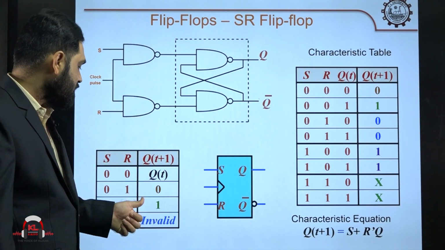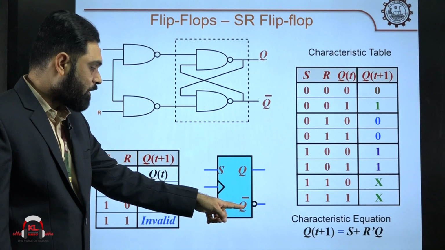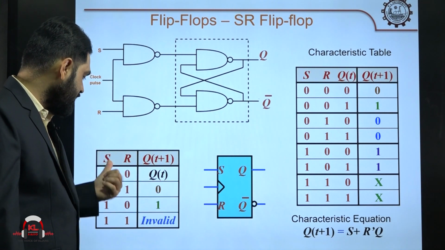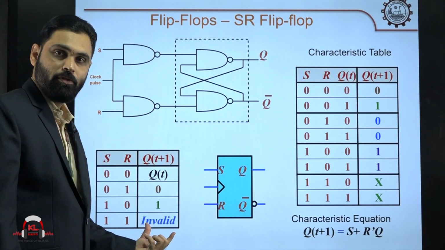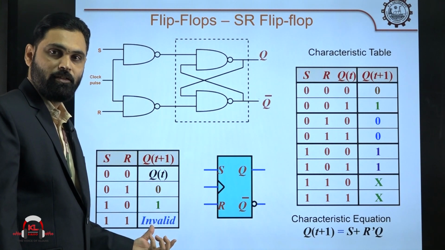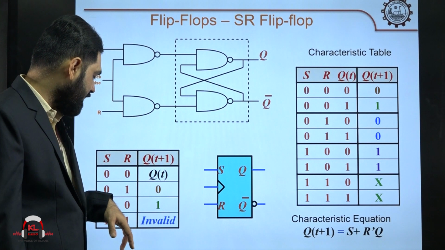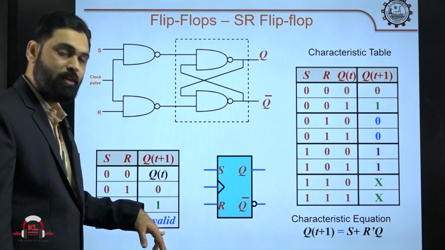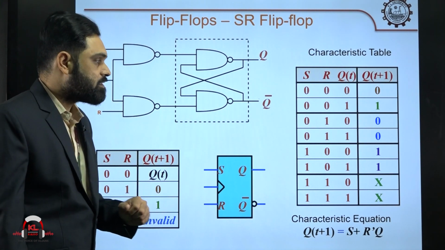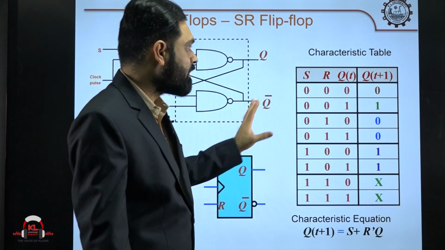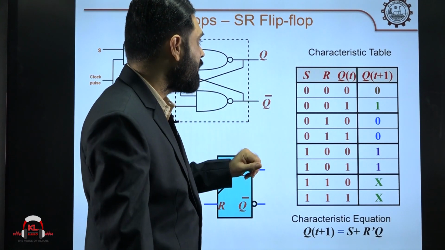Invalid case means, if the Q value is 0, Q bar should be 1, but when you apply 1 1 as input for the SR flip flop, you will get both values 1 1 or both values 0 0, which is not valid. So, that is why, when 1 1 is applied as input to the SR flip flop, we call that state the invalid state. And look at the characteristic table of the flip flop here.